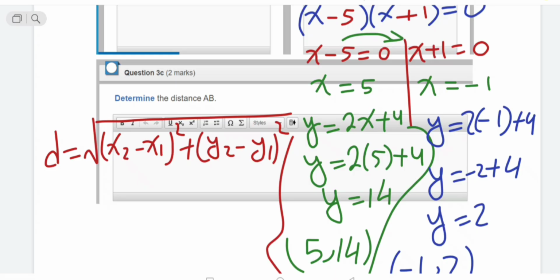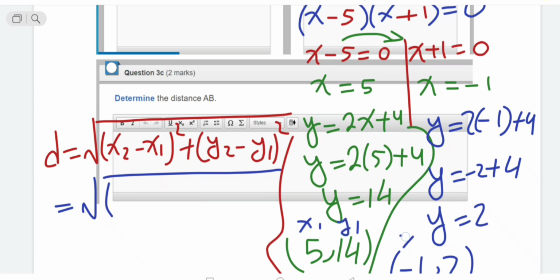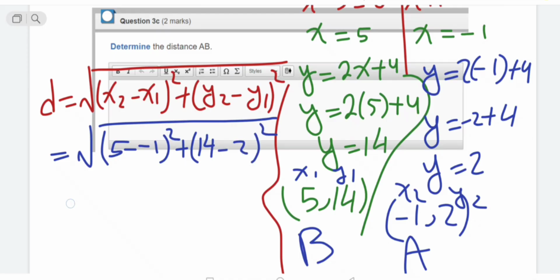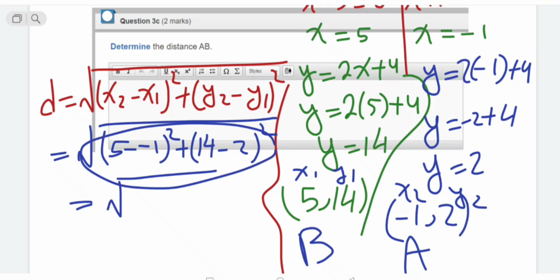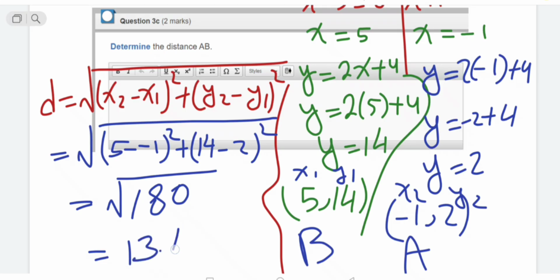Okay, so square root, what is x1? Anything can be x1, so no worries, the answer will be the same. So for example, I put this as x1, y1, x2, y2. So (5 minus minus 1) squared plus (14 minus 2) squared. We substitute in the calculator, you can get the answer. This part you put in the calculator, 180. So with more simplification, 13.4. That is our answer. I hope it is very clear.